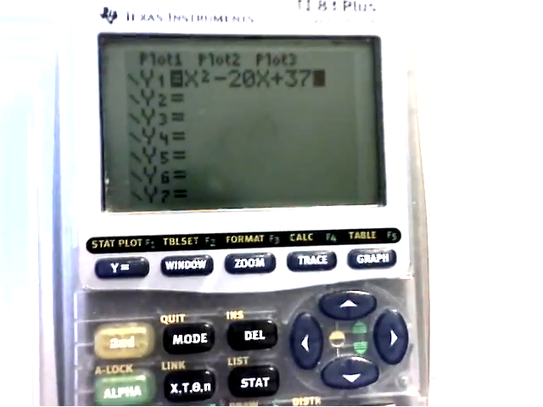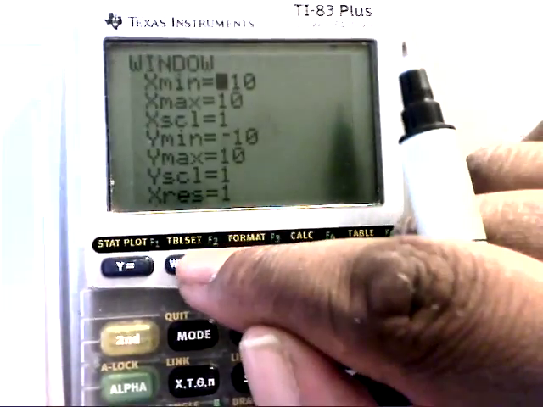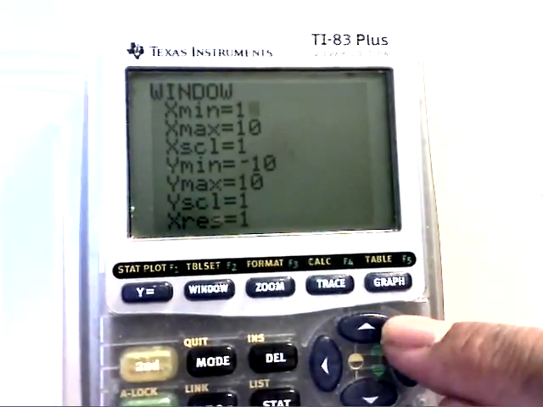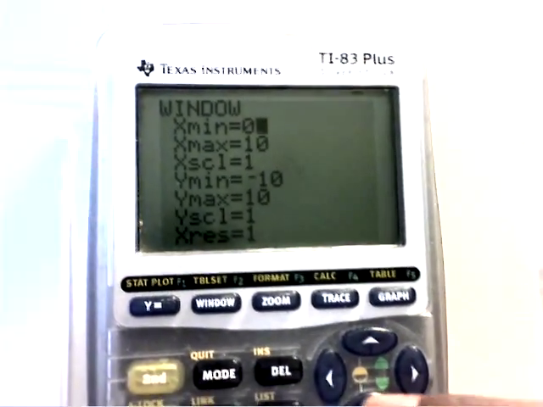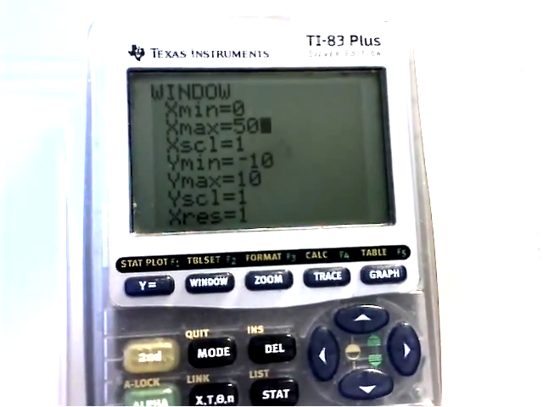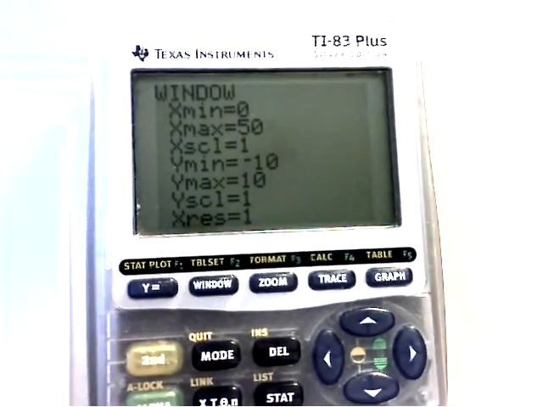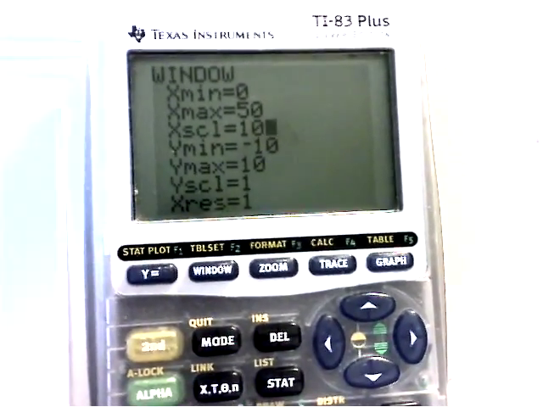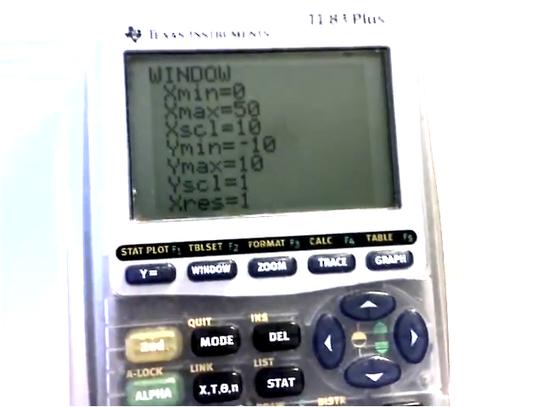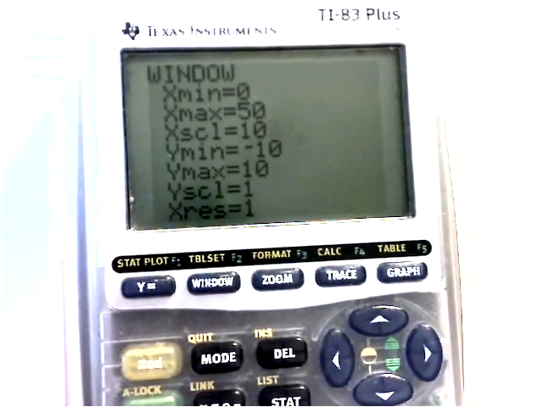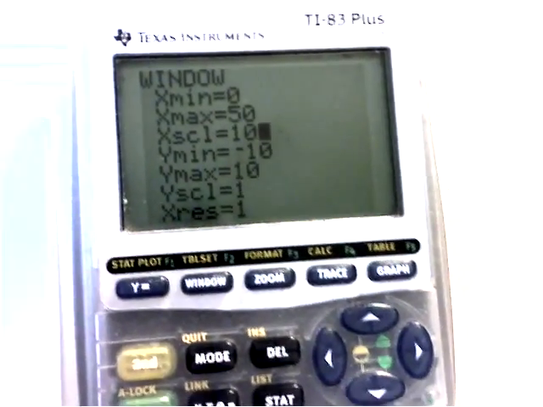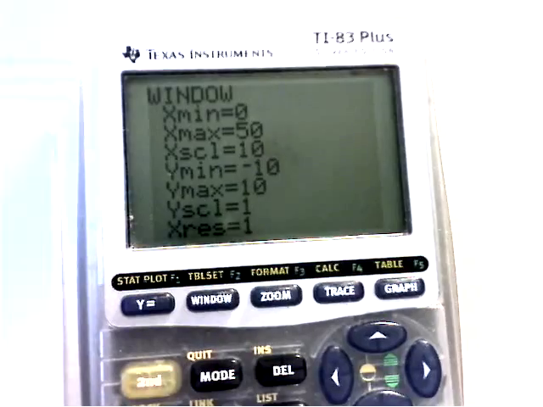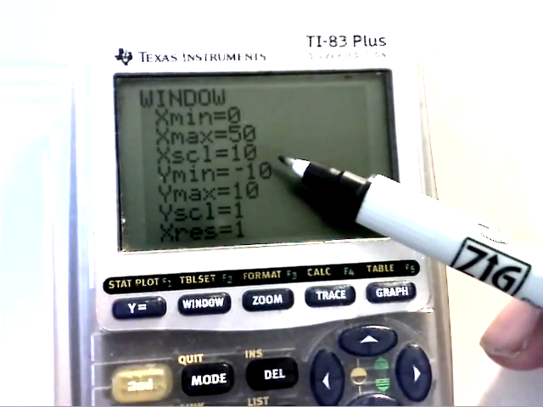Okay, now we need to change our window. So let's press the window key. Our x-min will have to be 0. X-max is 50, because our window has to be, for the x-coordinate, 0 to 50. And I'm going to change this x-scale to 10, because it's from 0 to 50. And that x-scale means that each mark on the graph represents 1. So from 0 to 50, there's going to be like 50 marks on the x-coordinate. So to have fewer tick marks, let's make the x-scale 10.